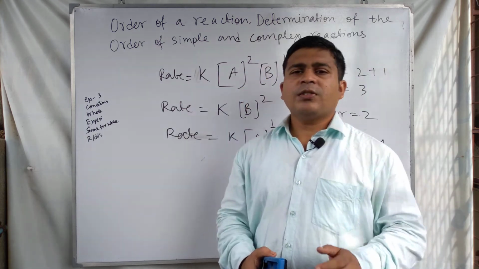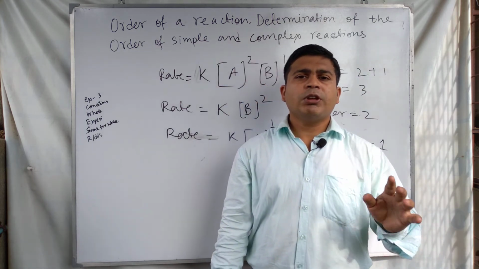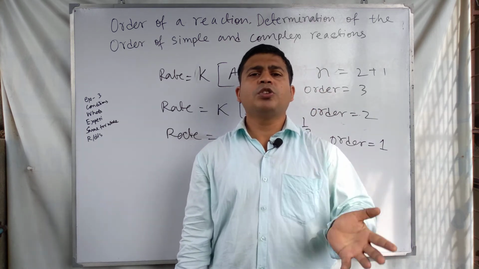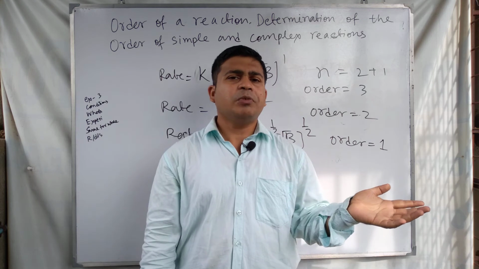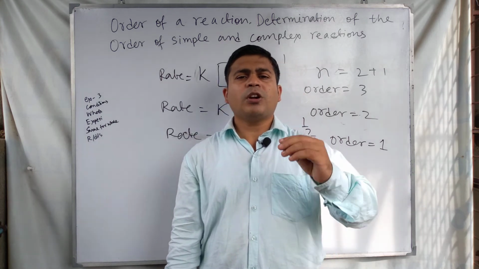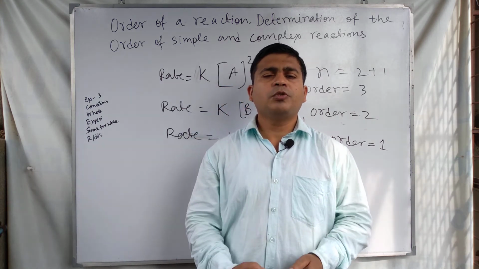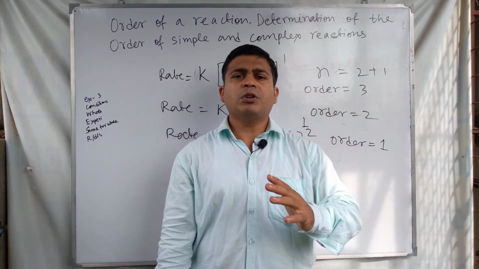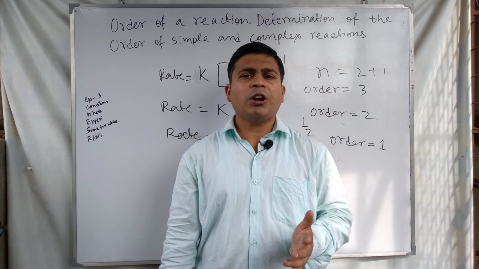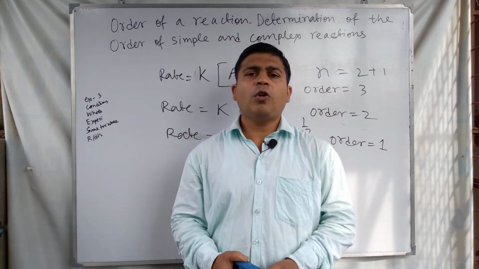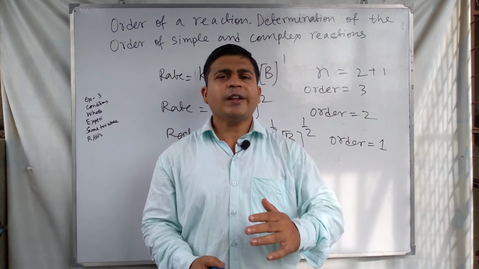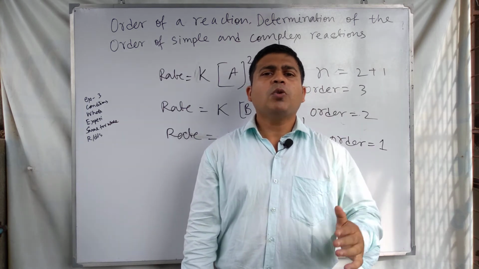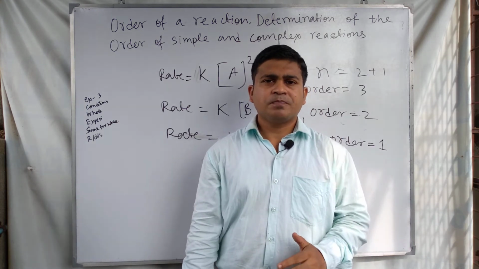The next thing is that order can be a fraction, a whole number, zero, anything is possible. Order can be a whole number 2, 3, 4, etc. Order can be a half, which means fractional order is also possible, and zero order is also possible. So order can be a zero value, a whole number, or a fractional value.